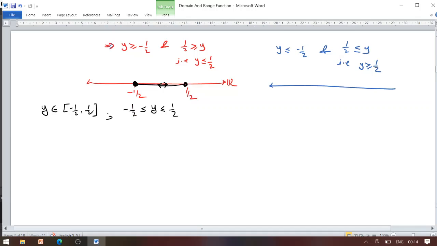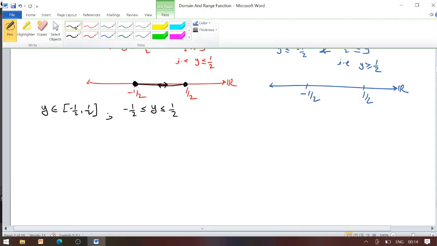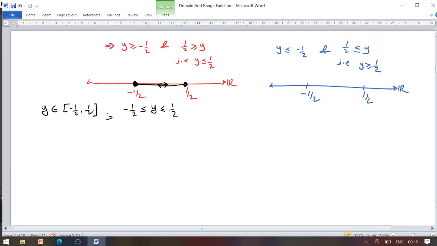So to consider their intersecting part of the given intervals, consider a real number line. Somewhere on it we have a half, left of it we have a minus half. As per the first case, y should be less than or equal to minus half, means minus half is included, and whatever real number lies just to the left of minus half is less than minus half. While y is greater than or equal to half, half should be included in the interval, and whatever real value lies just right of half is greater than half.